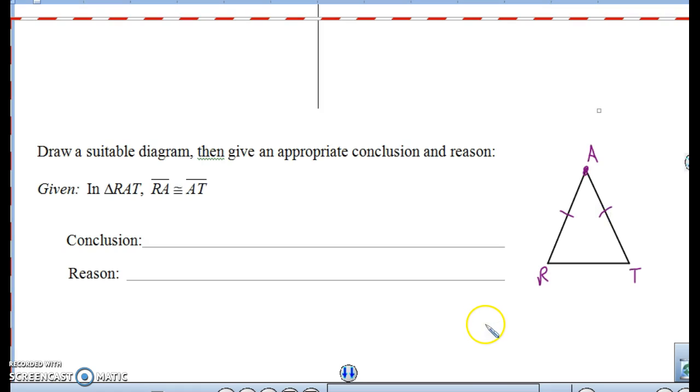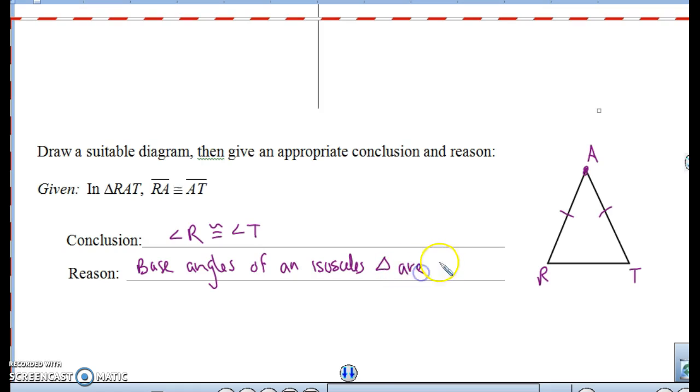Now, if RA is congruent to AT, doesn't that make this an isosceles triangle? Well, if that's an isosceles triangle, then the base angles are congruent. So, if RA is congruent to AT, what two angles are congruent? Angle R is congruent to angle T because base angles of an isosceles triangle are congruent. So if you can draw the diagram and show that you have base angles, if these two sides are congruent, the base angles, R and T, are also congruent.